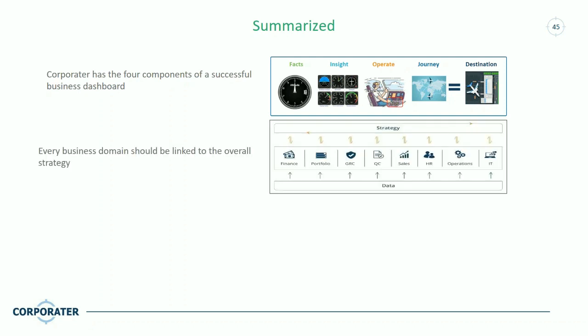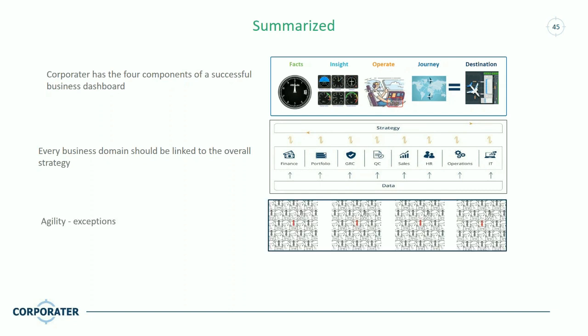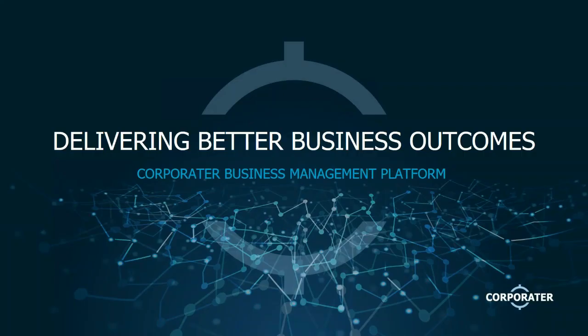Every business domain should be linked to the overall strategy. So you don't have silo-based dashboards, but an overall strategic business dashboard where all the business domains are linked up. Agility is important. Exception is the rule, and it's important that you buy something that is configurable, with no coding, and that's what we represent. So I think that was all from me. I'm passing it back now to you, Andre, if there are questions.